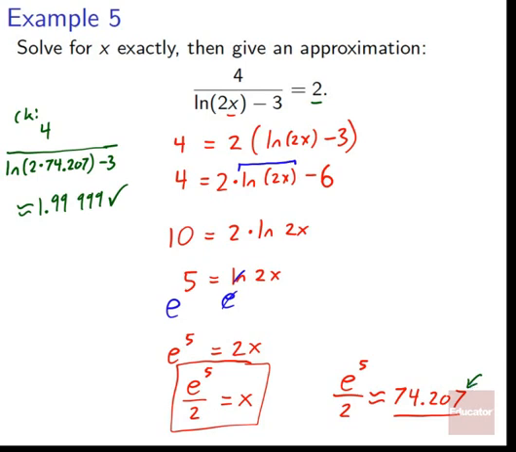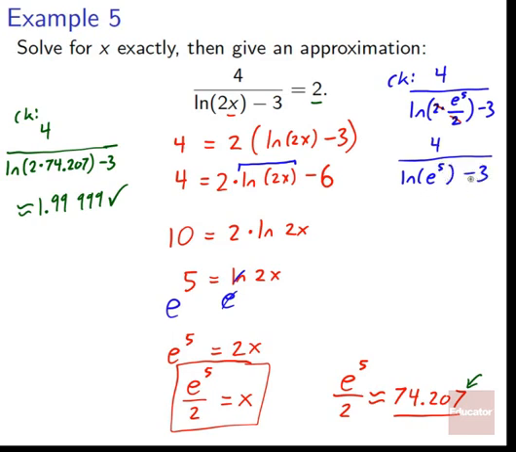If we wanted to, we could also show that it's a precise answer as well, that e to the 5th over 2 is precisely what x has to be. We can check by plugging that in. 4 over the natural log of 2 times e to the 5th divided by 2, minus 3. So 2 times dividing by 2, they cancel out. So we've got 4 over the natural log of e to the 5th minus 3.